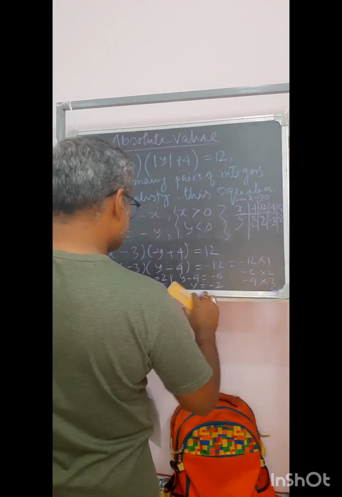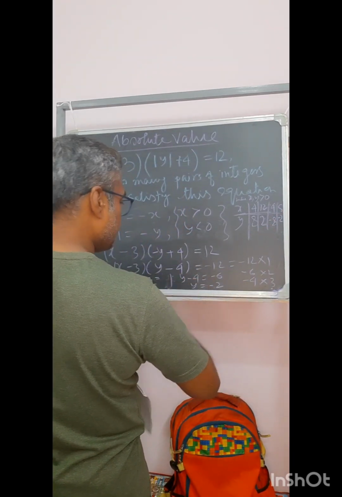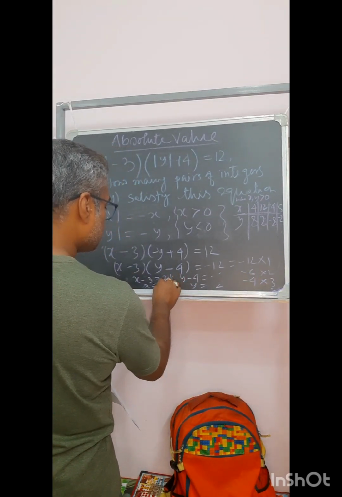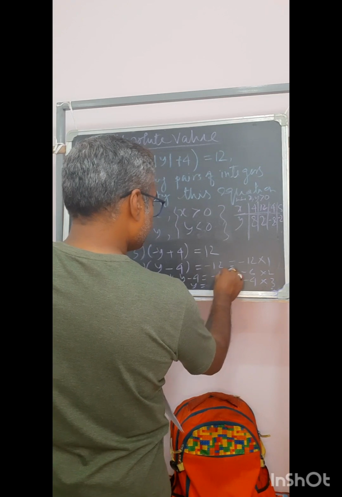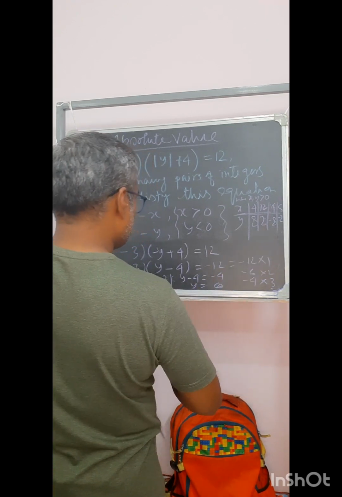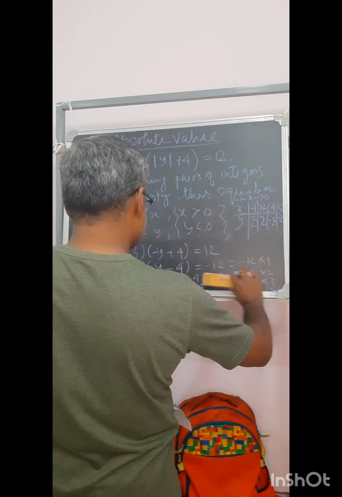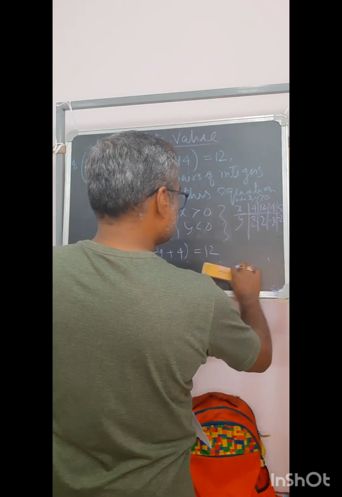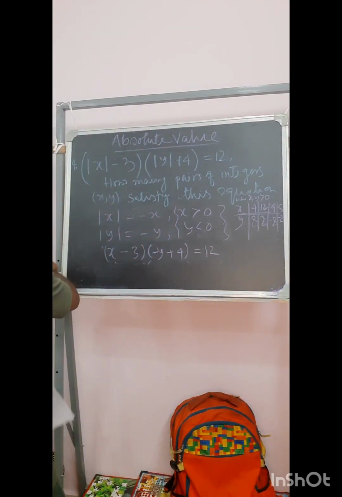Now moving to the last one. If x is equal to 3, it is 6, so y is equal to minus 4, that is equal to 0. But that is not a condition because y has to be less than 0. So it will not satisfy. So these are the solutions from this equation.